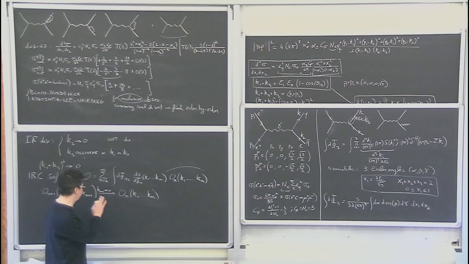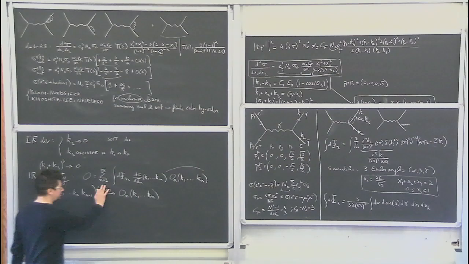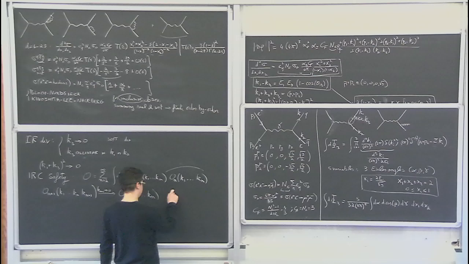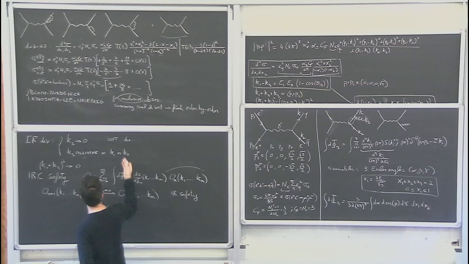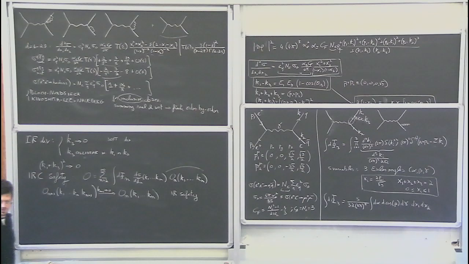And so in the vicinity of Kn plus 1 going to 0, I have exactly the same cancellation as the one I had in the case of the inclusive measurement. So this is a requirement that guarantees that if you sum real and virtual, the divergences associated with Kn plus 1 going to 0 are going to cancel. So this is infrared safety. And this is a bit of a misnomer, because infrared safety in this case is soft safety, while infrared divergences include both soft and collinear. This one is actually just the soft part.